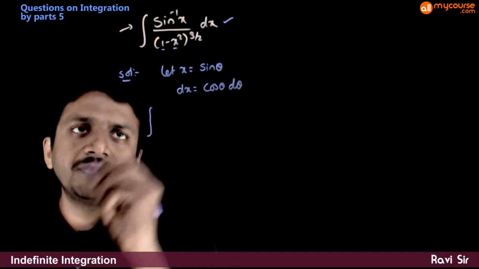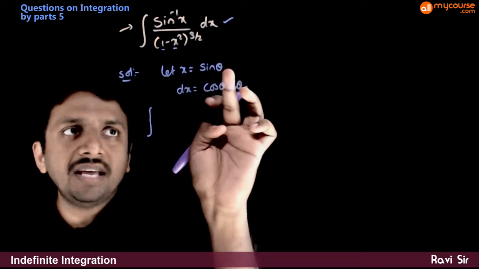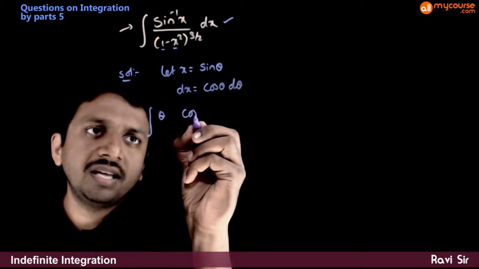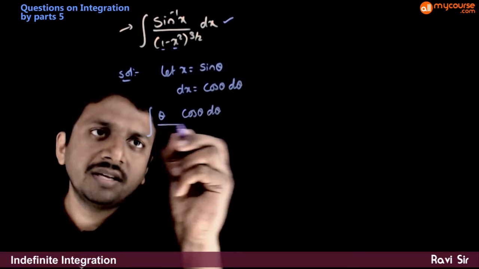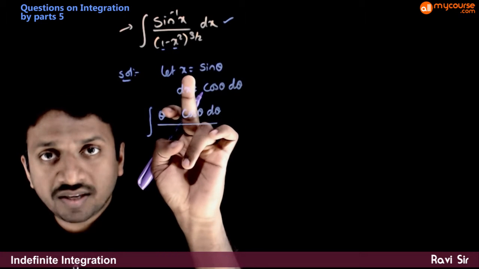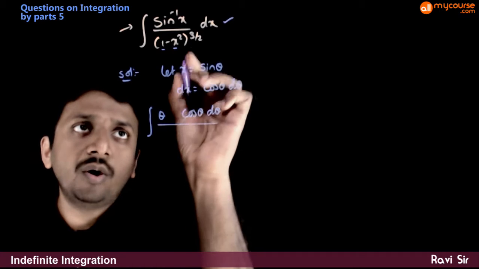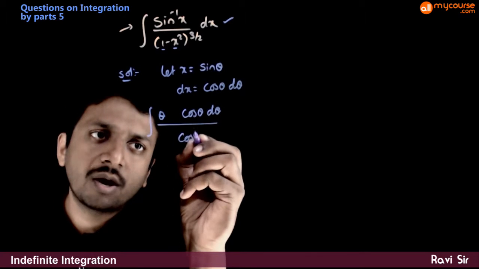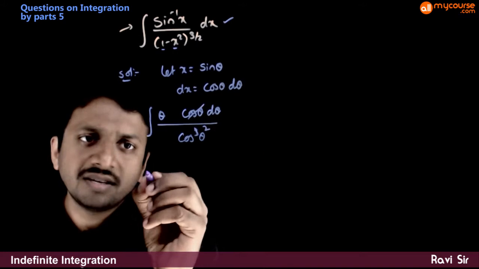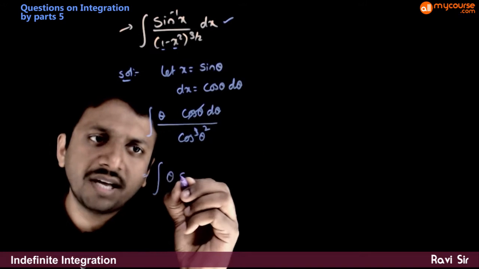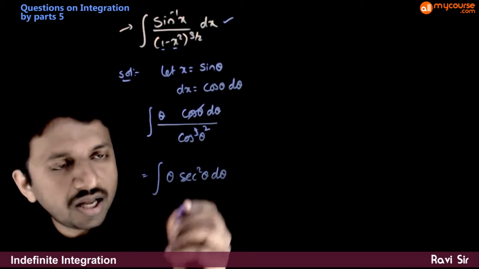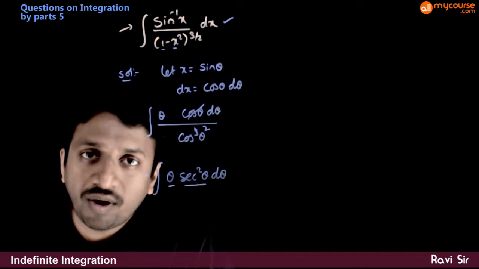So what does this integration become? Integration of sine inverse of sine theta, which is theta, dx is cos theta d theta, divided by 1 minus x square, which is 1 minus sine square theta, that is cos square theta, whole power 3 by 2, that is cos cube theta. So one cos theta and one cos theta get cancelled. So this becomes integration of theta secant square theta d theta. Now you have a product of two functions.